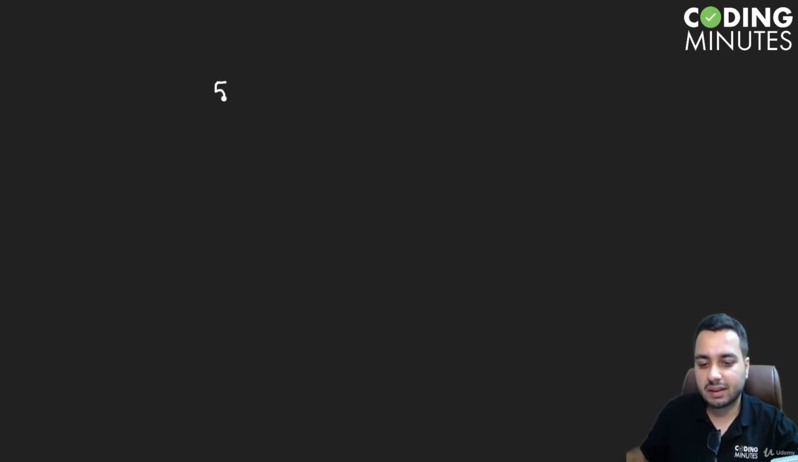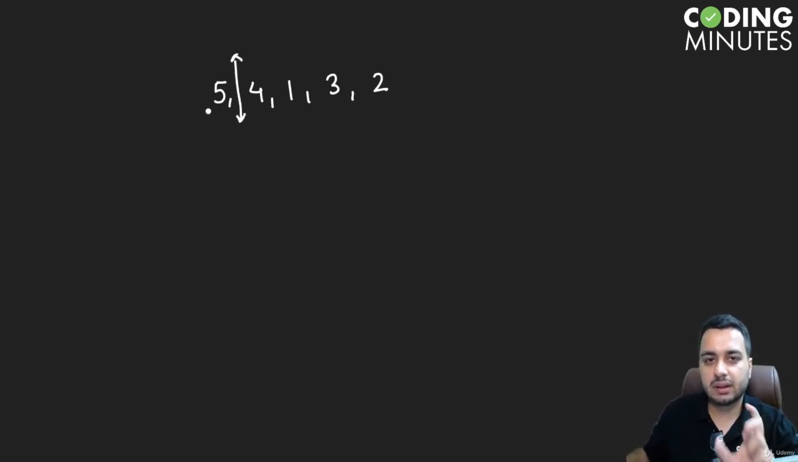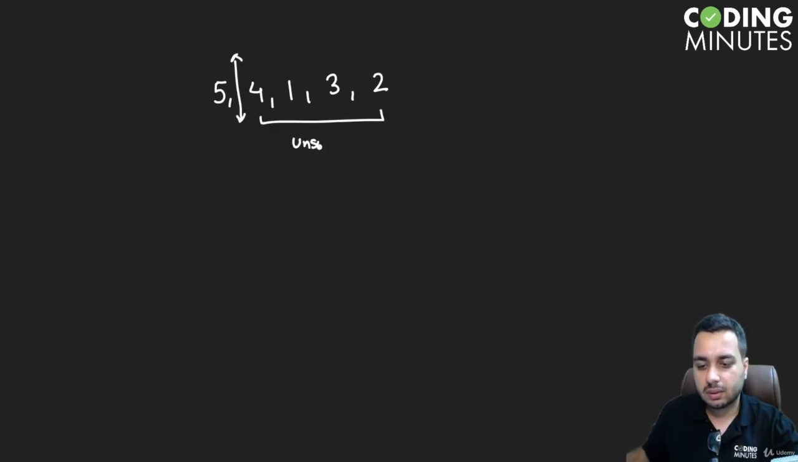Let's say we again have an array 5, 4, 1, 3 and 2. What we will do is divide this array into two parts. Let's say the first element is the sorted part and the rest is the unsorted part. An array of a single element will always be sorted. Now we are going to pick the next number, starting from i equal to 1, and see at which position we can place 4.